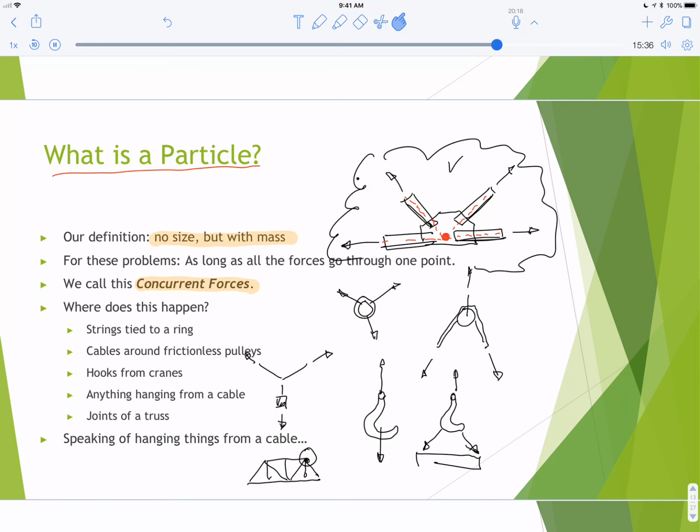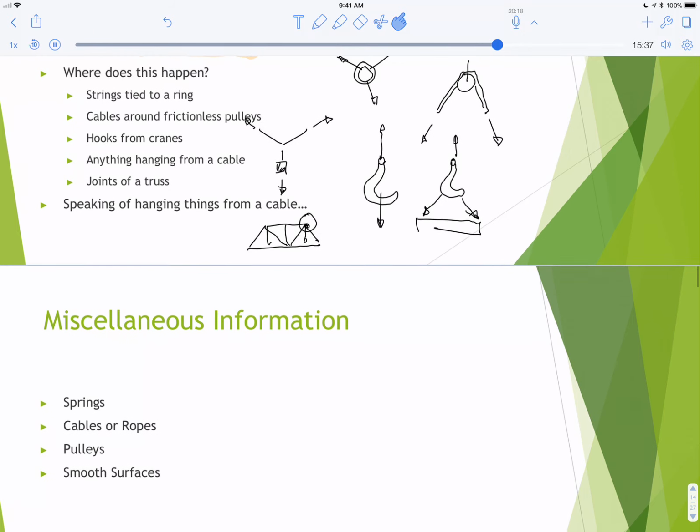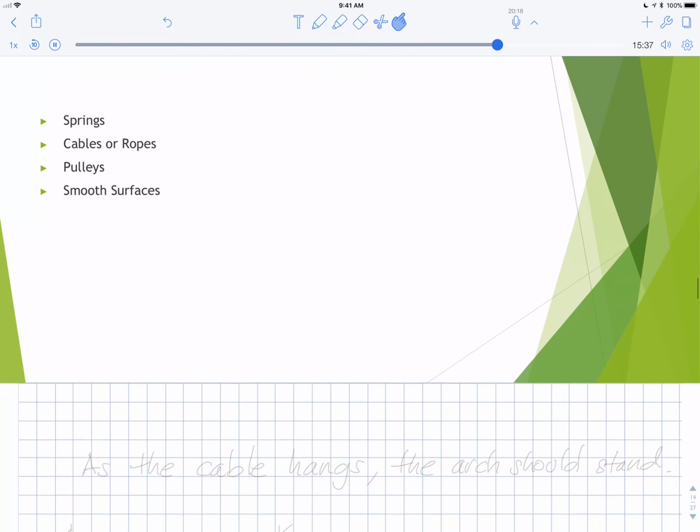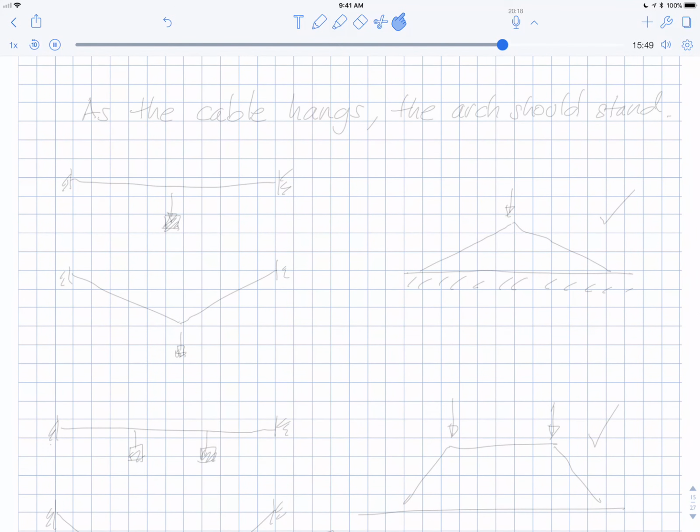And speaking of things hanging from a cable, we'll take a little side detour here, and I'll explain something that Robert Hooke said. Robert Hooke is famous for Hooke's Law, but he also said, "As the cable hangs, the arch should stand." What this means is that if you took a clothesline and you hung a weight from it, that's going to sag like this.